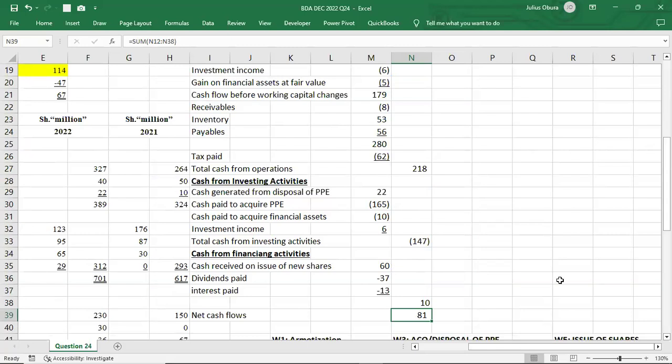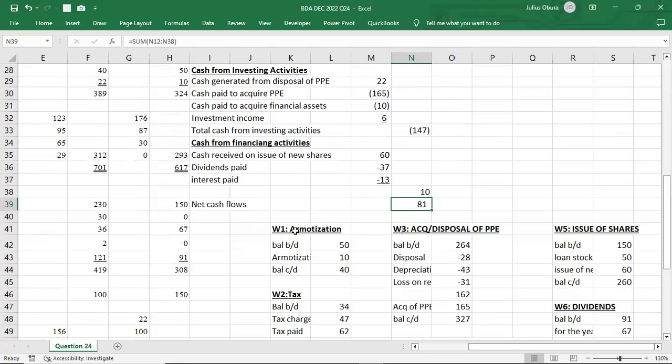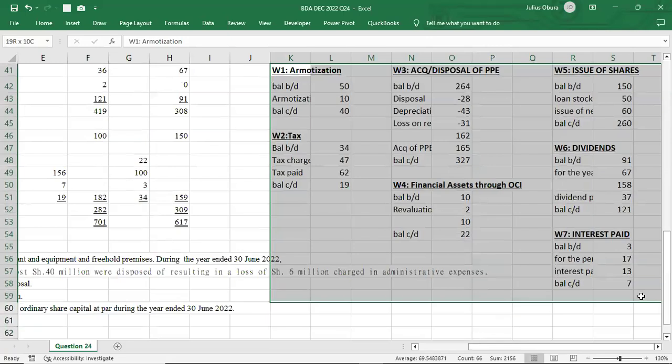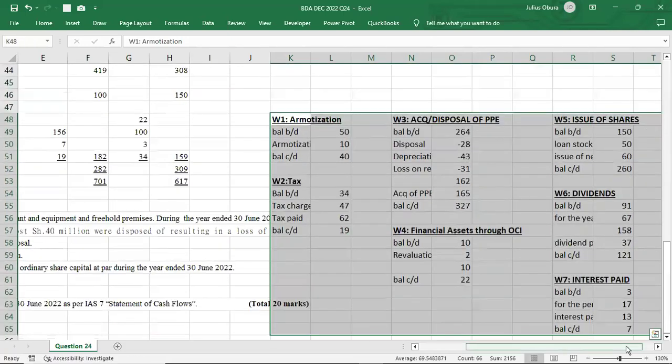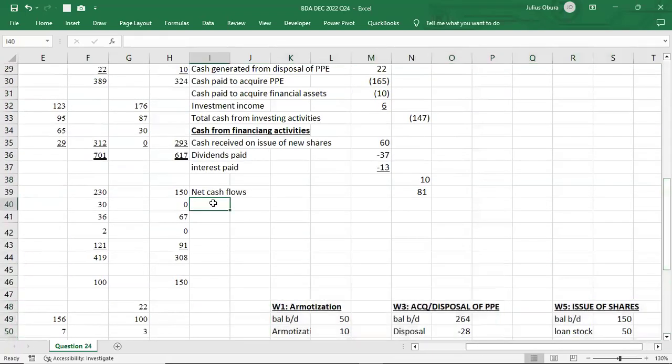Then we have our cash and cash equivalents brought down. Let me push this down. So here we're going to have our cash and cash equivalents brought down.